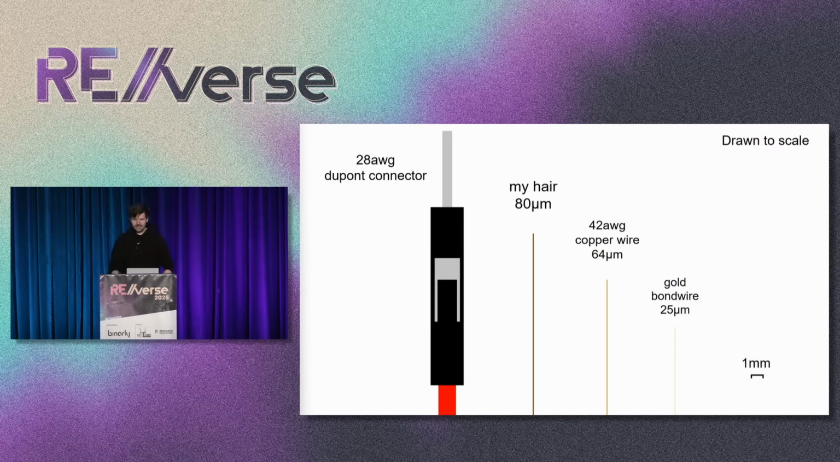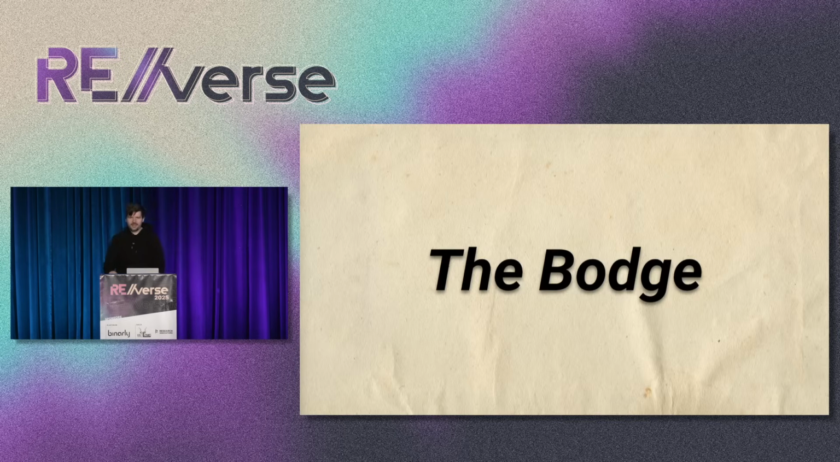And so for those of you that are familiar with DuPont connectors, this is drawn to scale, I promise. I drew it to scale in Photoshop. And so the entire console security is hinging on this invisible string, one single thread of gold. And I said, all right, let's try to bodge it.